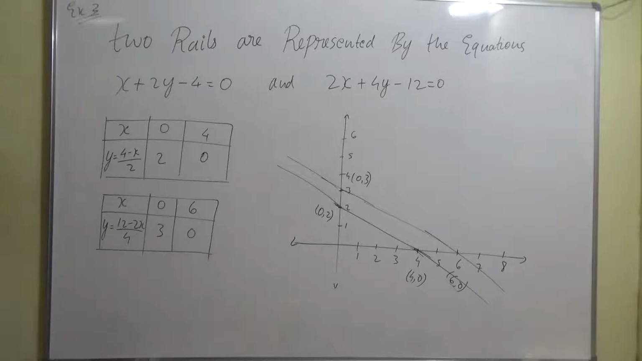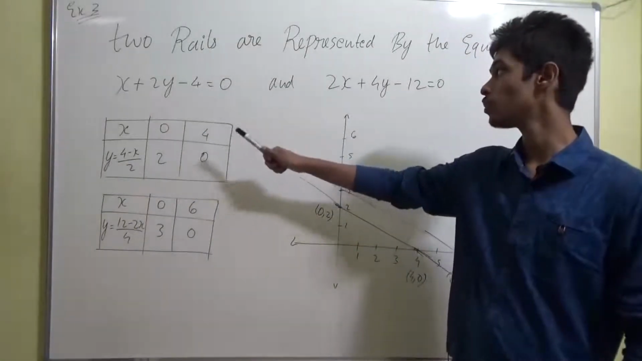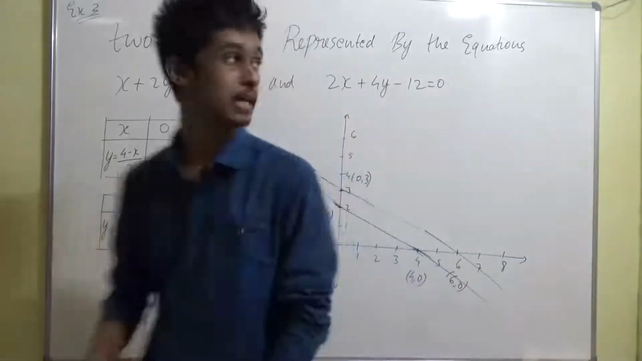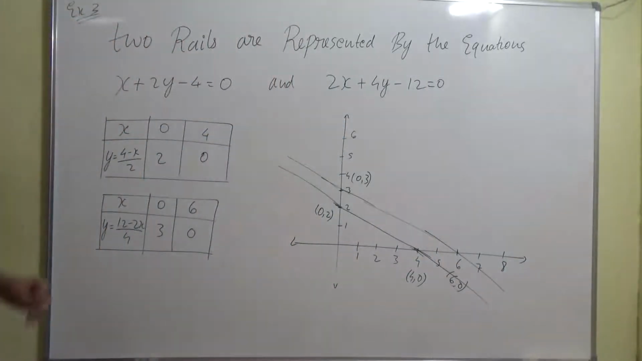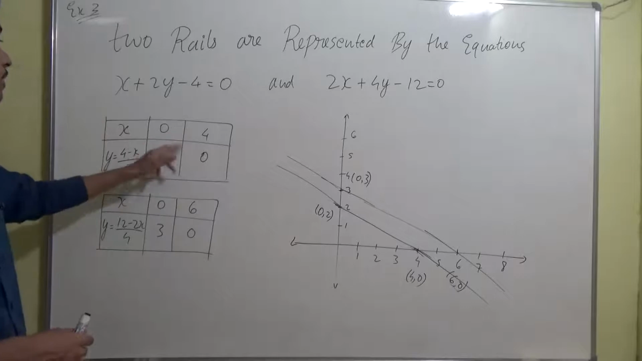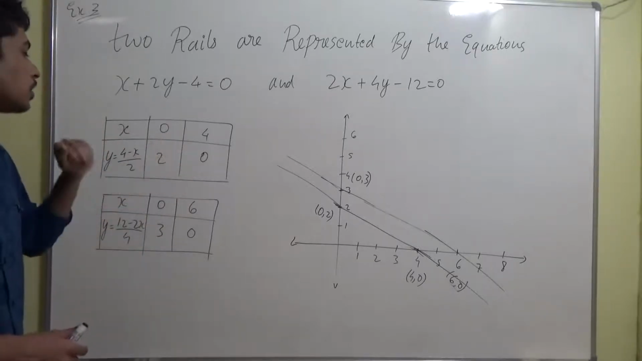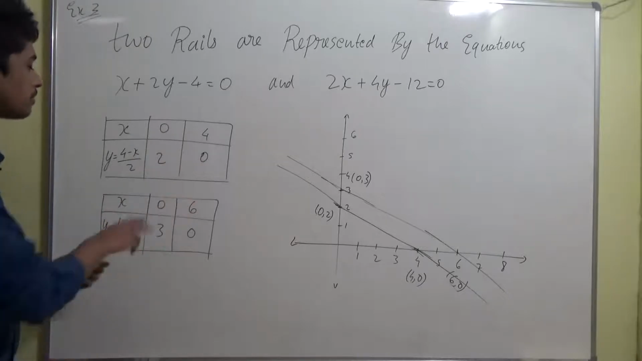You just have to make it graphical. So you have to just make the graphical equations of these two equations. The two equations are x plus 2y minus 4 equal to 0 and 2x plus 4y minus 12 equal to 0. This question is much easier than the previous questions, I guess, because they have already given the equation. You have to just make the points. You have to take the values of x and y in the tabular column.